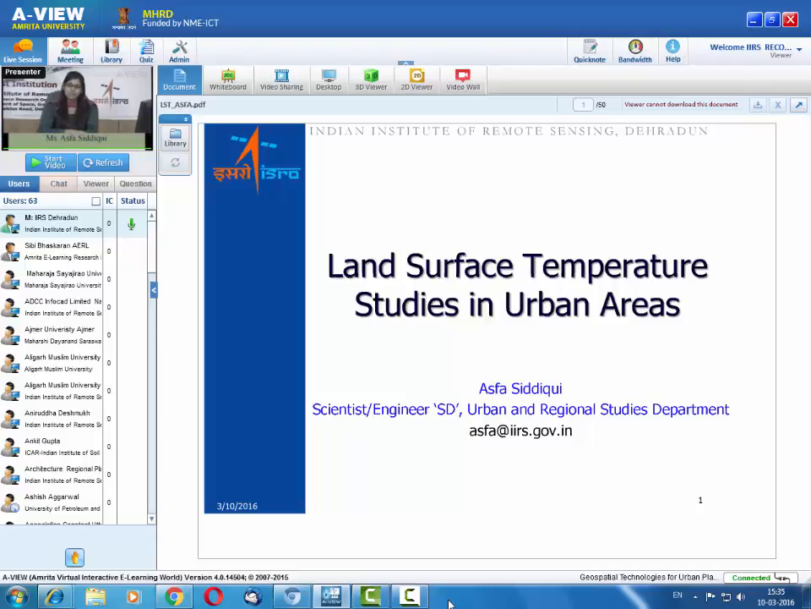It is dependent upon several factors and the premise lies in thermal remote sensing. So let us understand thermal remote sensing and why LST is important. Land surface temperature in short will be called LST in the lecture, so kindly understand.